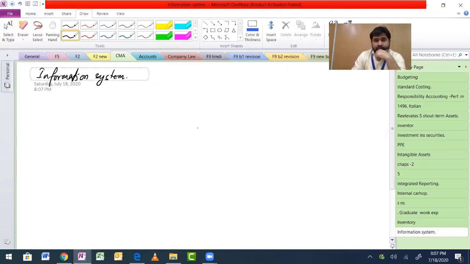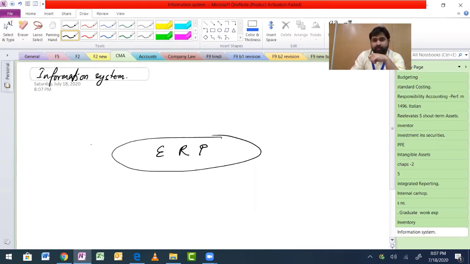All right. So in information systems, and especially in ERP, enterprise resource planning, all the departments have their input devices, and they will feed in the data. For example, the sales team is doing the sales and putting the numbers in the system, that this many units have been sold.